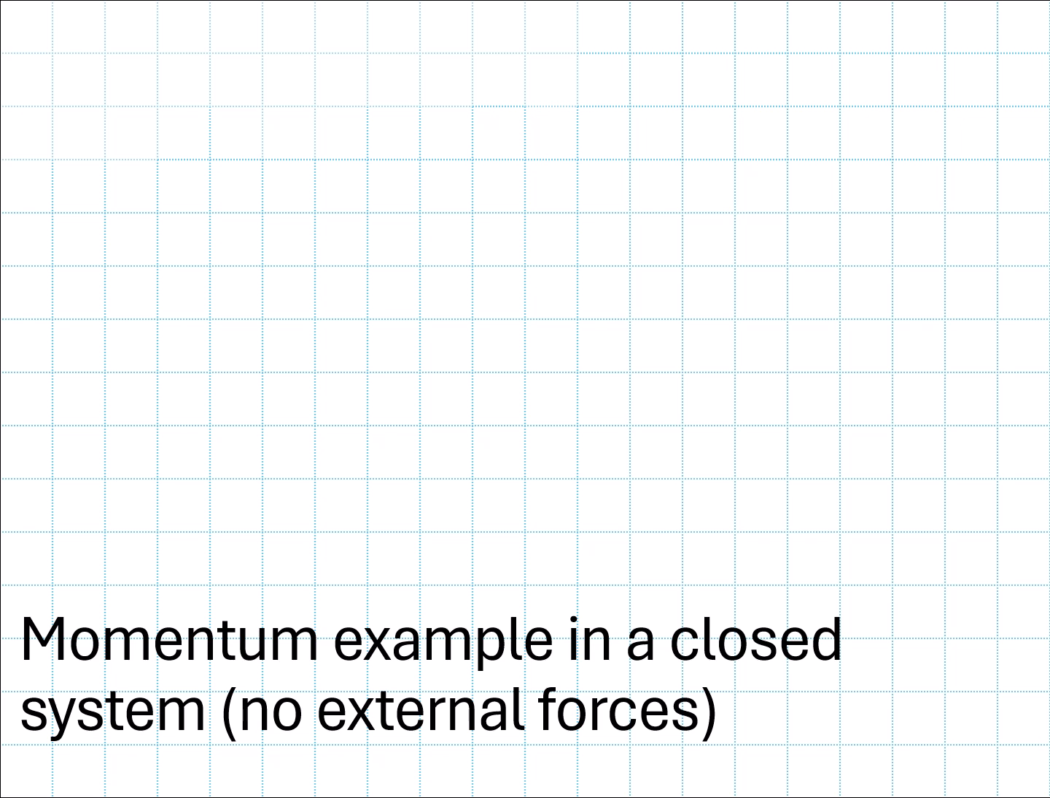So let's do an example. Application of momentum in a closed system, which, as you'll remember, means that no mass and therefore no momentum can cross our system boundary, where there are no external forces. So our sum of external forces will be 0. And let's say in this closed system that we have two bodies of unequal mass.